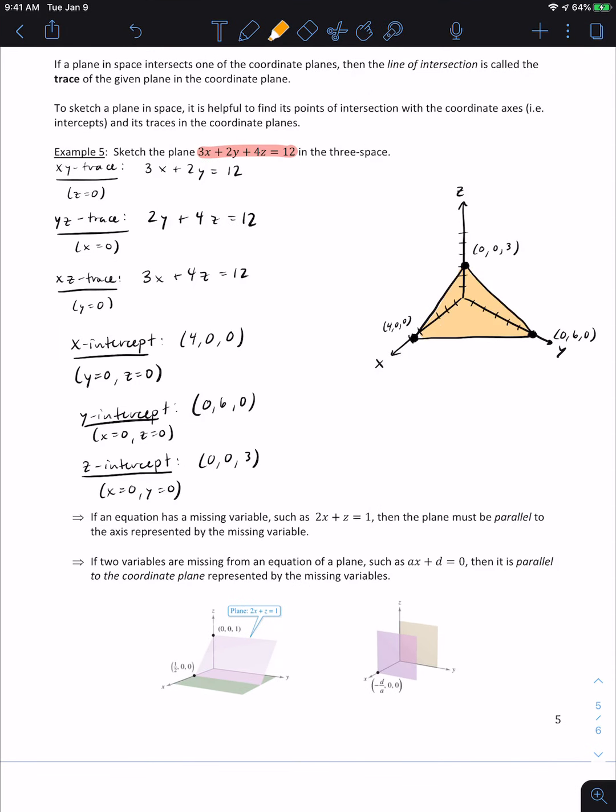Okay, and a couple little things here. If an equation has a missing variable, such as the equation 2x plus z equals 1, then the plane must be parallel to the axis represented by the missing variable. So that one is drawn right here. The y variable is missing, so that's the y-axis, and I know that that plane is parallel to that axis. In other words, it doesn't cross it. And if two variables are missing, so it looks like ax plus d or az plus d or something like that, then it's parallel to the coordinate plane represented by the missing variables. So that's this picture here.